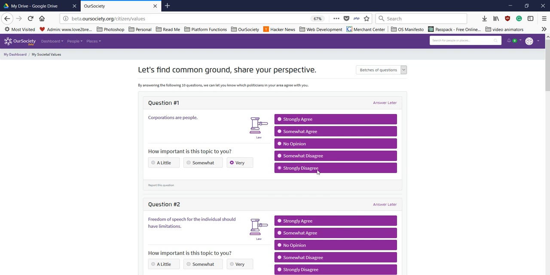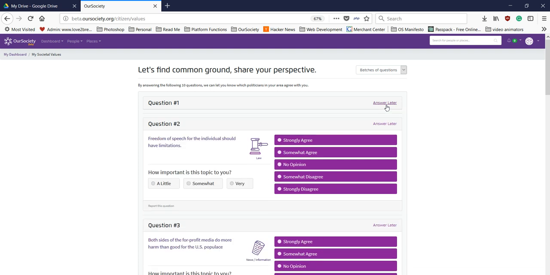Now, let's say I didn't want to answer this question for whatever reason, I wasn't comfortable answering this question. In the upper right-hand corner, I can hit Answer Later. So I can hit that, and it'll shrink the question away, so I don't have to see it. Kind of bookmarking it for future use. You can always revisit and answer more of your questions later.